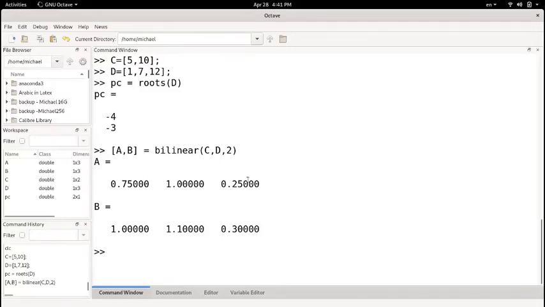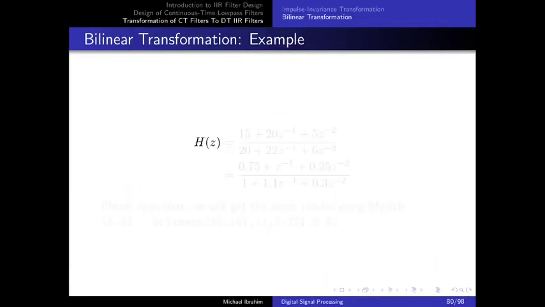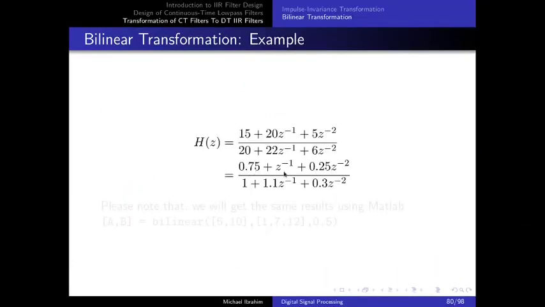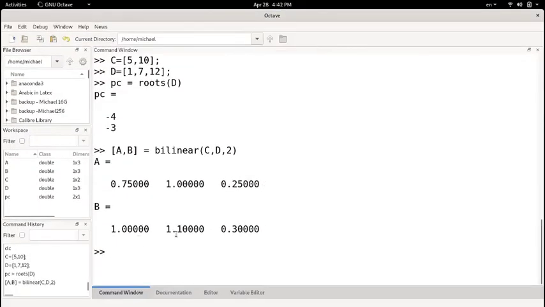A is the numerator polynomial and B is the denominator polynomial. And as you can see over here, the numerator is 0.75, 1, and 0.25. And the denominator is 1, 1.1, and 0.3. So the command actually performs the bilinear transformation for us.